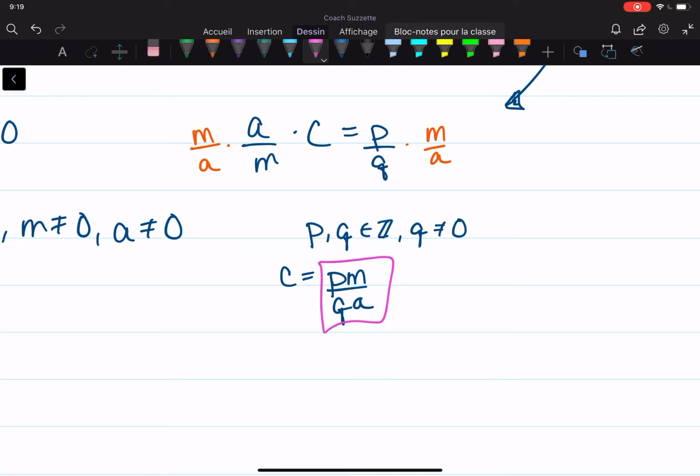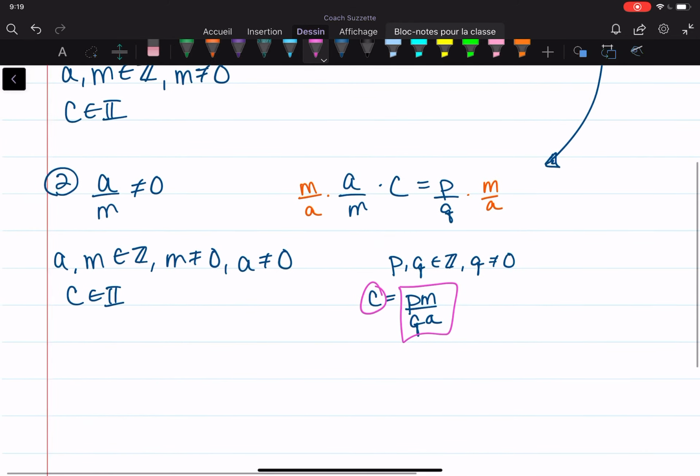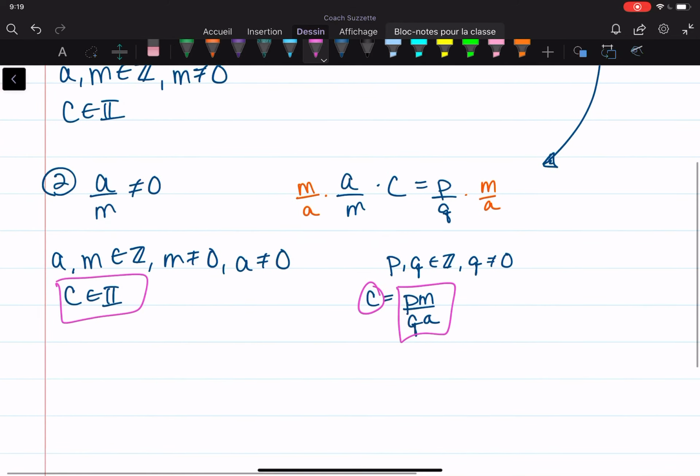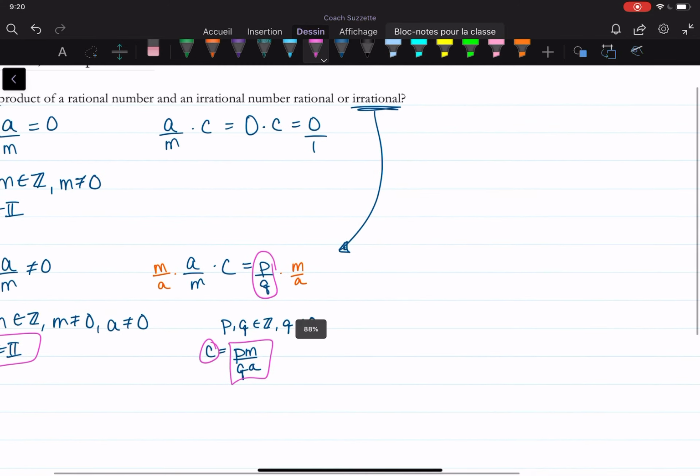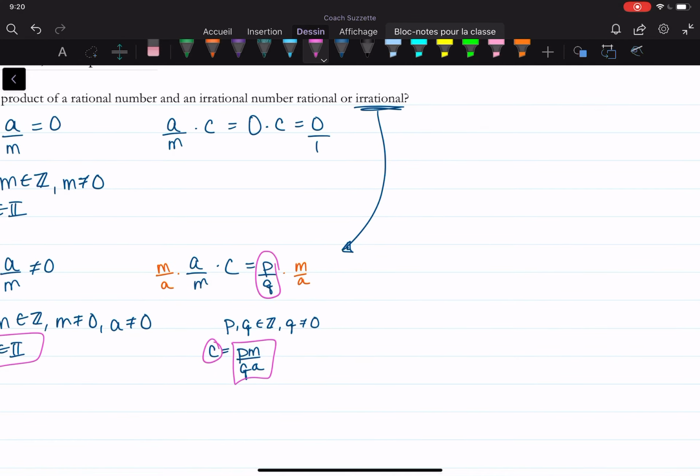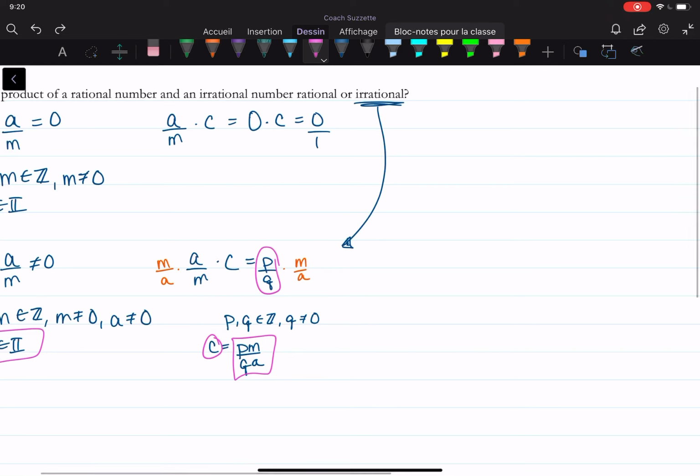But wait a minute, this is an irrational number, remember? How can a number be both rational and irrational? It can't. It's not possible. It's impossible. So that's a contradiction. So therefore, the original assumption that the product is a rational number is wrong. It can't be that. So it must be the case that the product here of a non-zero rational number times any irrational number is irrational. And we're done.